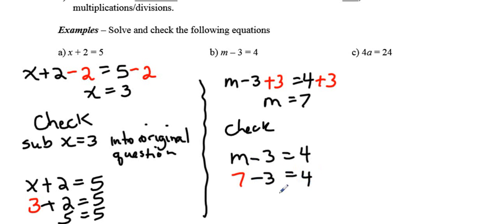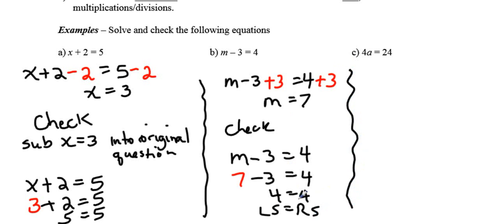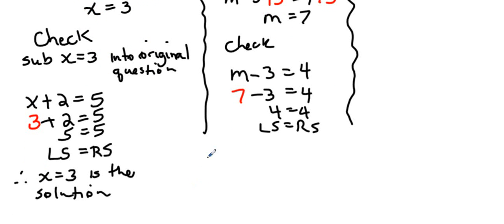Notice I'm not bringing anything to the left-hand side. All I'm saying is, okay, what's 7 minus 3? Well, that's 4. This one's already 4. And so I have that left side equals right side. Okay, so this is a different operation. Oh, I didn't conclude. So I can just say, therefore, m equals 7 is the solution. Okay, let's try the next one.